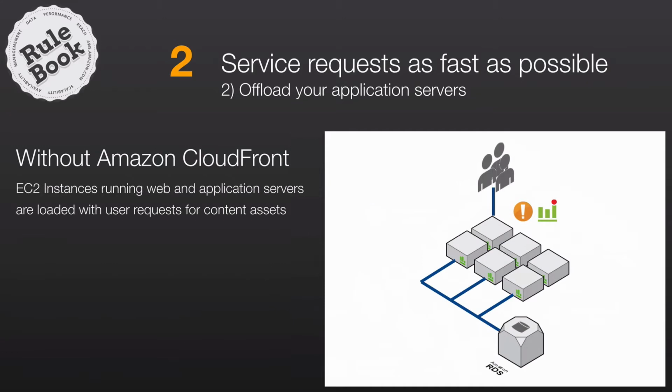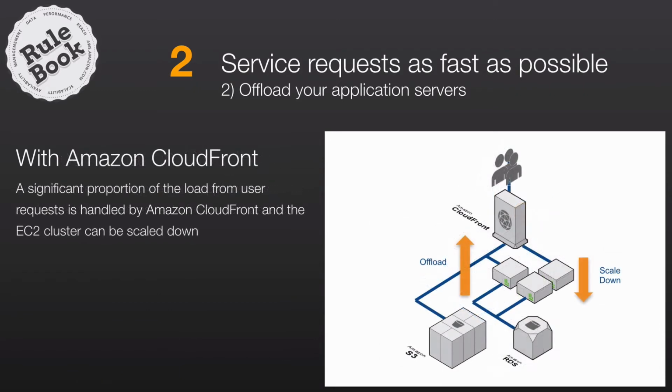And of course, the side effect of this is that without it, your EC2 instances that are running your web and application servers are loaded with requests for user content. But if you implement Amazon's CloudFront service, a significant proportion of the load from those requests will be handled by CloudFront. So you can use that to scale down your compute cluster, and that can help you with cost optimization, reducing the amount that it costs to serve users with your application or website each month.